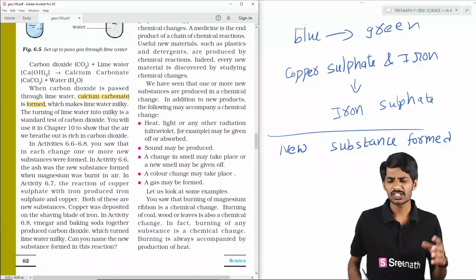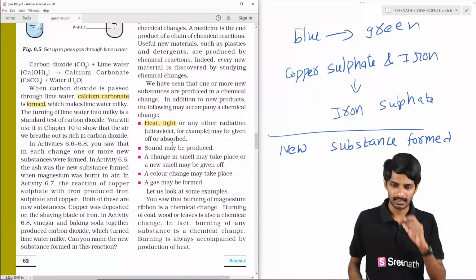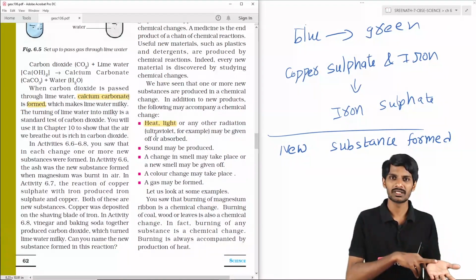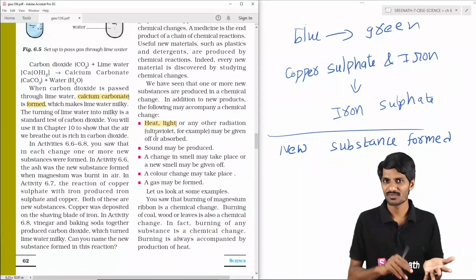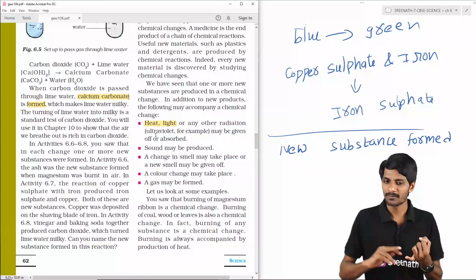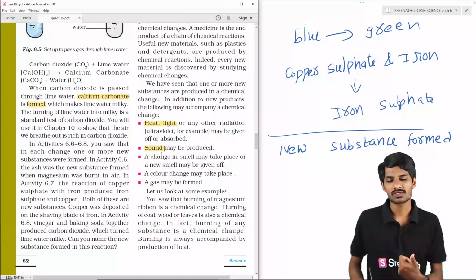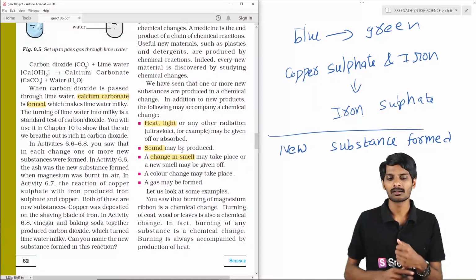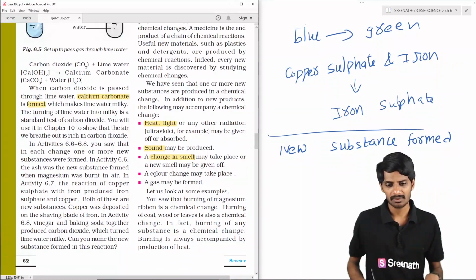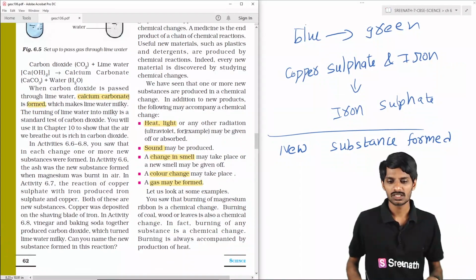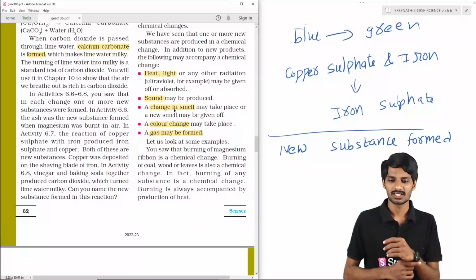So in addition to the new substances, every time in a chemical reaction there may be heat or light or any other radiation like ultraviolet radiation, which may be absorbed or released. So in chemical reactions, some heat will be released or absorbed, some light will be released or absorbed, sometimes sound may be produced, sometimes a change in smell may take place, sometimes color may change, and sometimes gas may be formed. So these are the changes common in chemical changes, students.